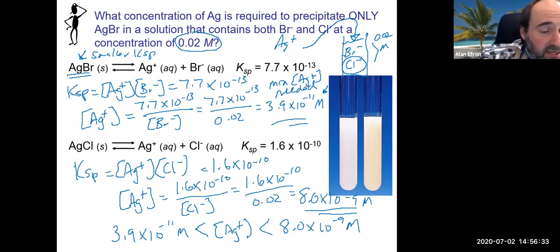And that's why this question asks what it did. It asks, how can you get rid of the bromide first? Because the solubility of silver bromide should be less than the solubility of silver chloride based on the KSP values, because they do break apart into the same number of ions, and we can use the KSP values to compare. Any questions on that?